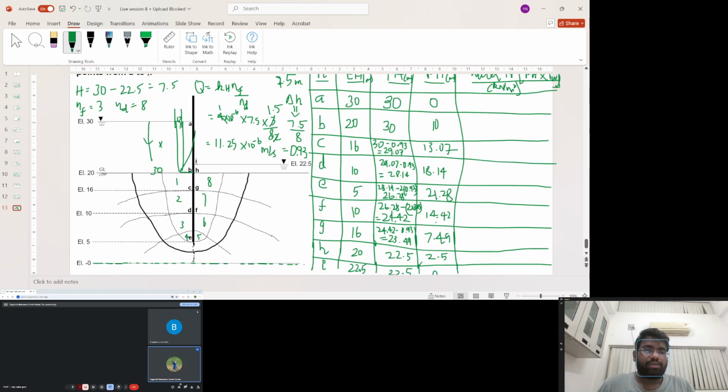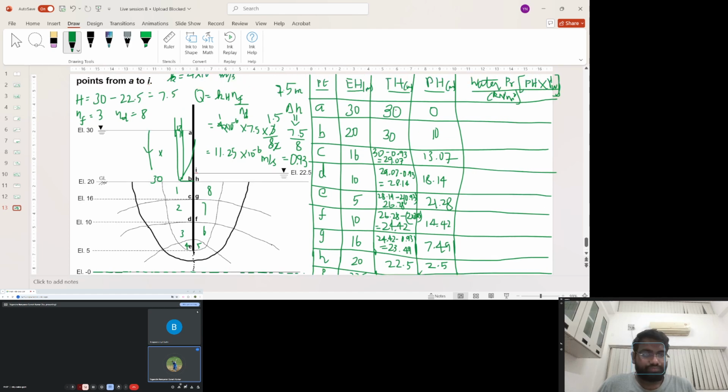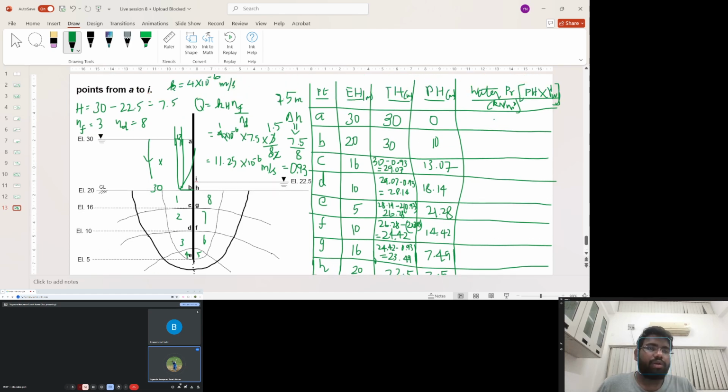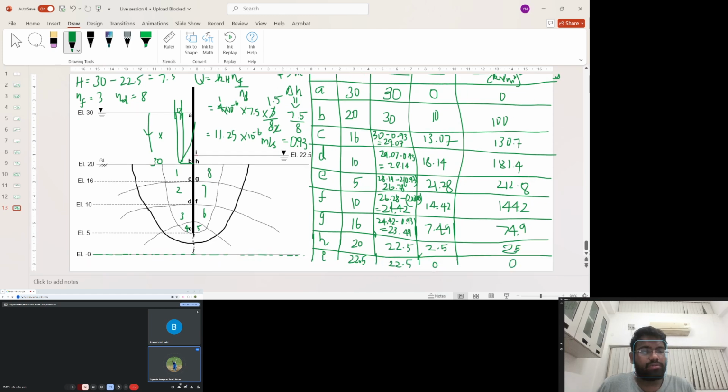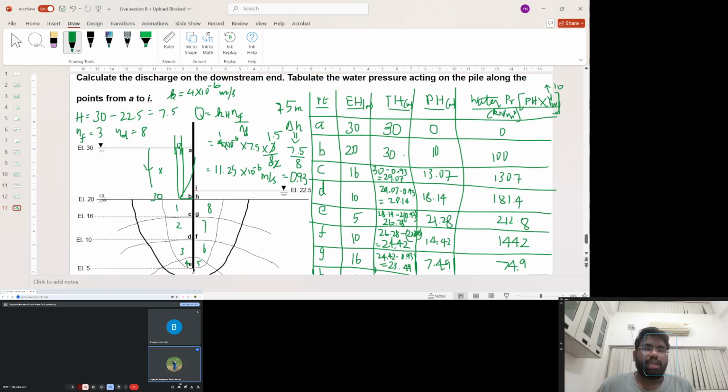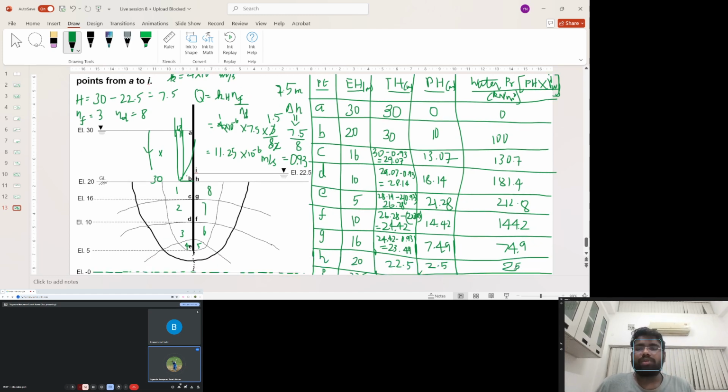Now in order to compute water pressure, you can take unit weight as 10 kilonewton per meter cube and just multiply by 10. So we get 0, 100, 130.7, 181.4, 212.8, 144.2, 74.9, 25 and 0. So this is how pressure heads are calculated for this type of problem where flow is occurring.